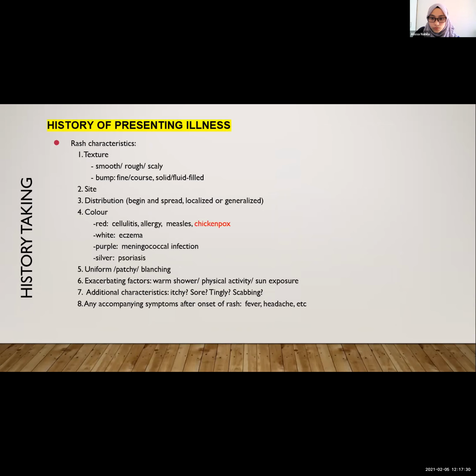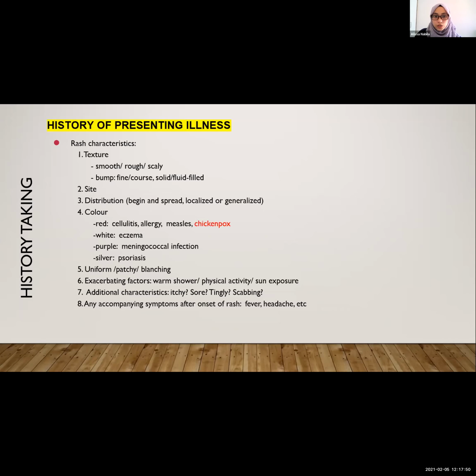For history taking, usually the pediatric population will come to you with rash manifestation as the first symptom, whereas adults may have prodrome symptoms. When the patient comes to you with a rash, we have to identify some of its characteristics to rule out differential diagnoses and to confirm chickenpox.